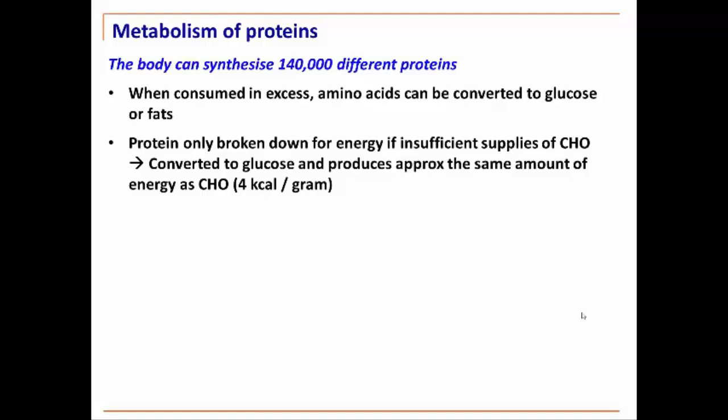Okay, and so if we don't have enough carbohydrate, for example, our glycogen stores have run low, then the proteins are broken down into amino acids, and that's often our skeletal muscle proteins that are broken down. So those amino acids are transported to the liver, where they're converted to glucose, and they produce about the same amount of energy as one molecule of carbohydrate, so about 4 calories per gram.